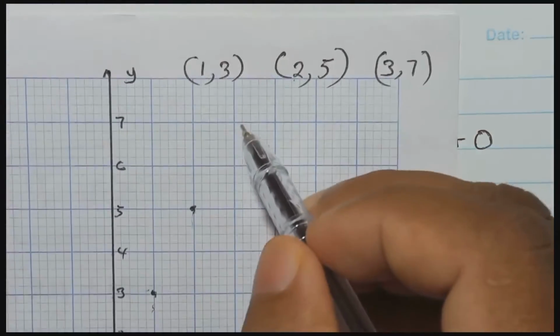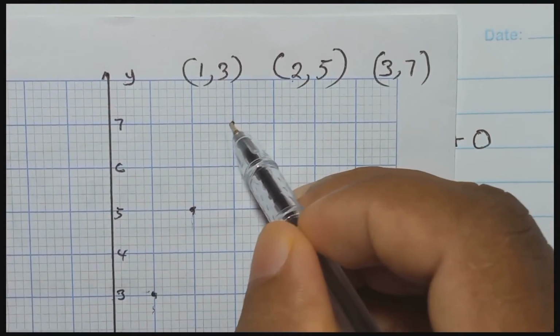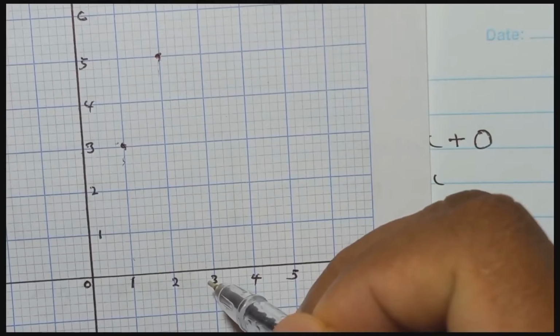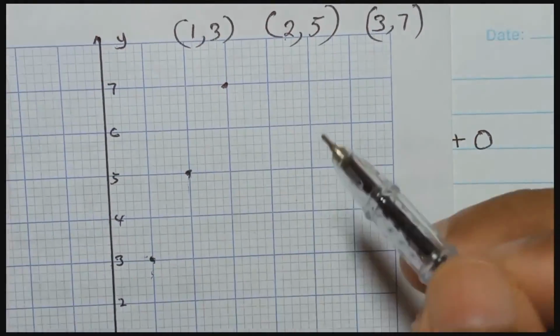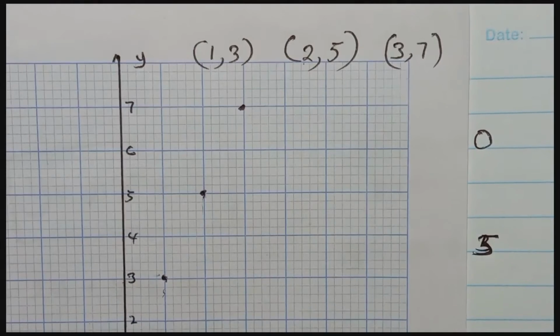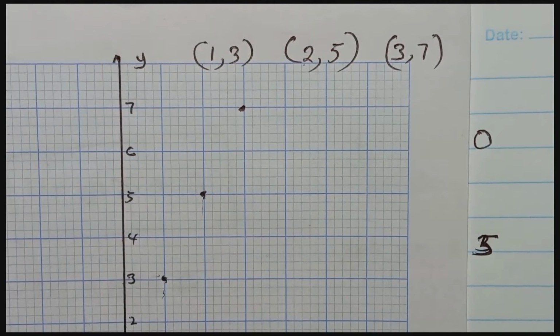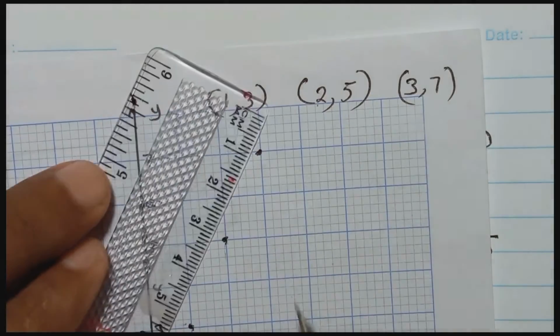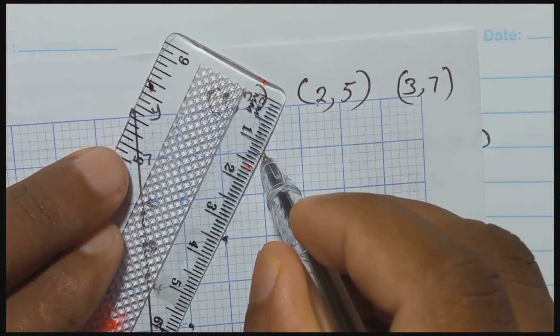So I will mark that point also. Here will be 7, right? x is 3, y is 7. Right, now I need to join these 3 points using a ruler. This is a linear equation, that's why we join like this.